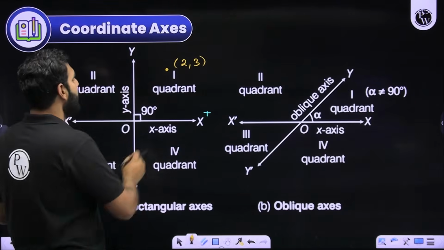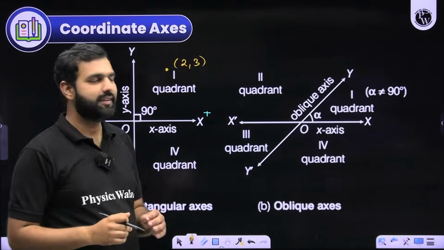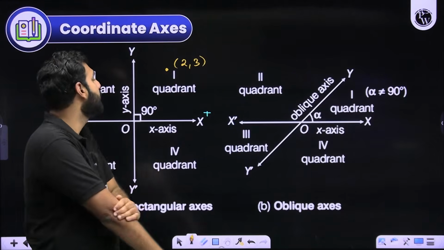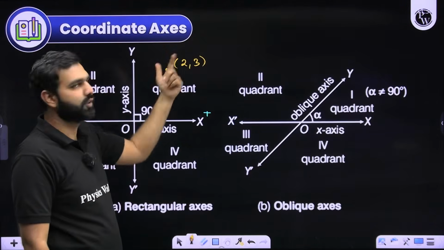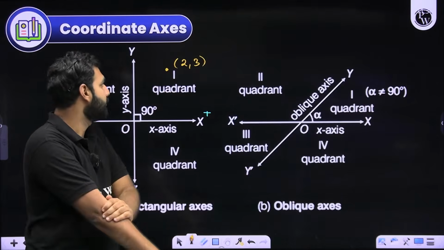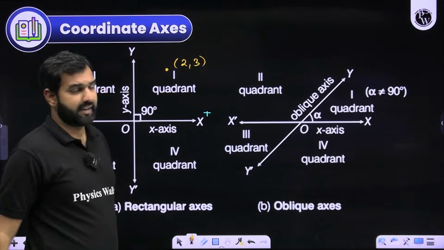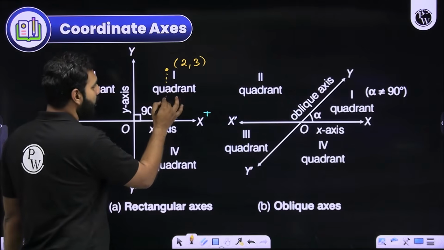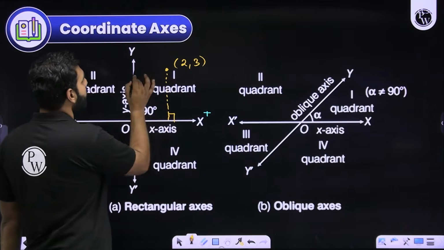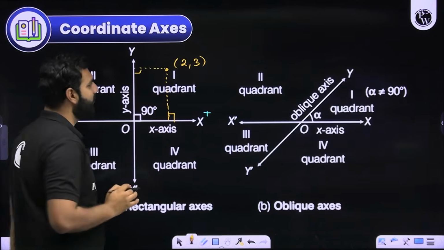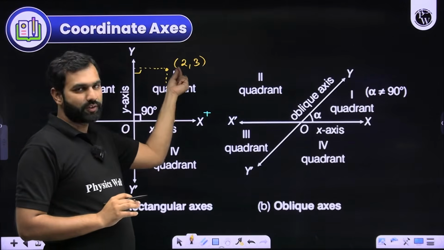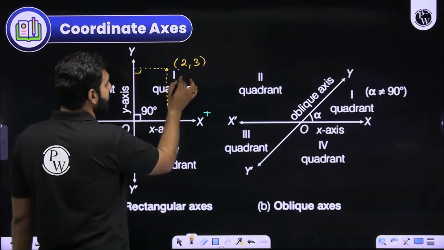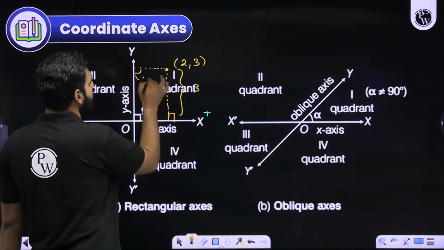So first of all, remember, if a point is defined as (2, 3), then this 2 is called the abscissa and 3 is called the ordinate. I'm really sorry, this 2 is your abscissa and 3 is your ordinate. I hope there is no confusion on that. Now, what you all need to understand is that from (2, 3), if I drop a perpendicular on the x-axis, and from (2, 3), if I drop a perpendicular on the y-axis, then of course 2 is your x coordinate and 3 is your y coordinate. From this (2, 3), if I drop a perpendicular, then this particular distance is called 3, and this particular distance is called 2.